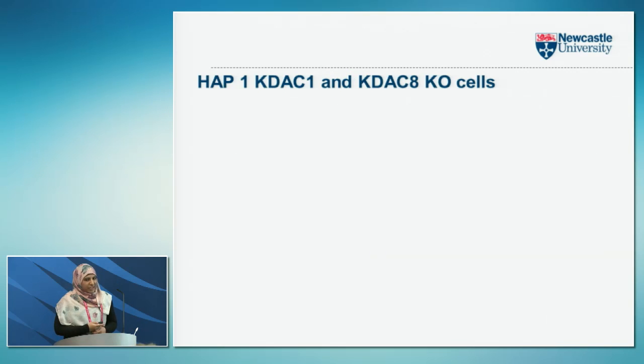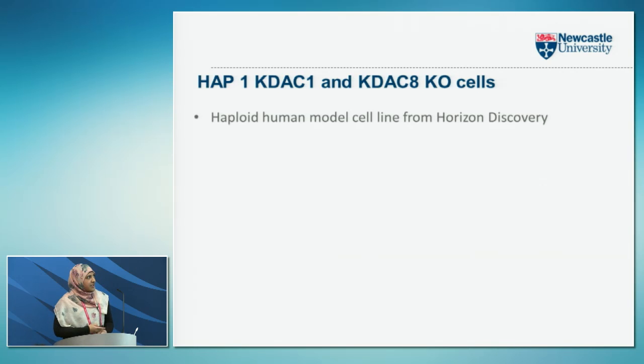So we went down the commercial route again, and we obtained cells that had KDAC1 and KDAC8 already knocked out with CRISPR Cas9 gene editing. These HAP1 cells are a human model cell line from Horizon Discovery.